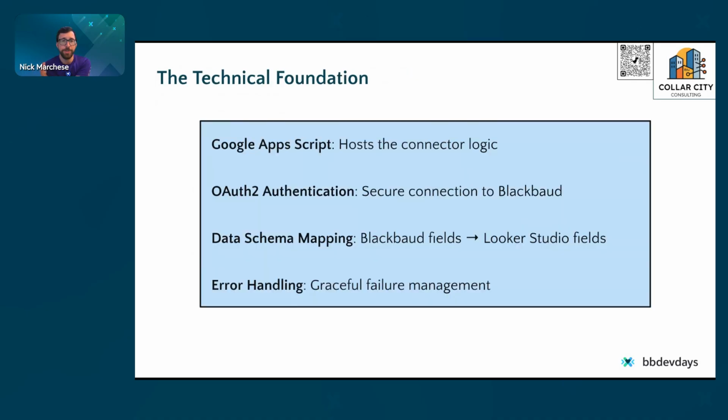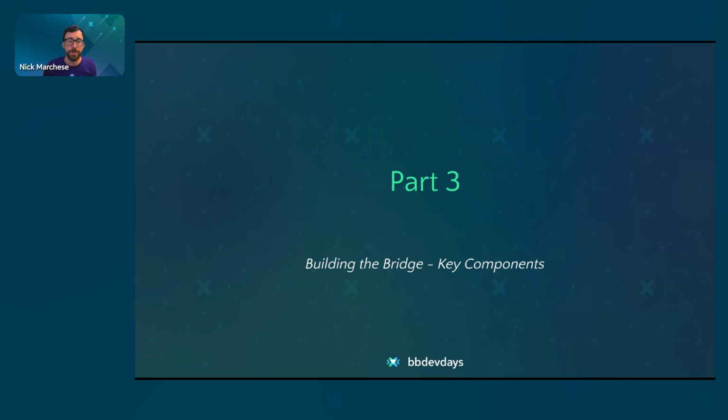Okay, the technical foundation. So for my example, it's built on Google Apps Script, which is hosting the connector logic, the OAuth 2 authentication to create that secure connection with Blackbaud, data schema mapping, so to map the Blackbaud fields that you're getting into the Looker Studio fields. And then adding a bunch of error handling because this is a complex task that we are tackling. These are just the building blocks to get things going. So let's talk a little bit about the key components here. And I'm sure I won't fill the entire time for us today, but I'm happy to answer questions as we go or at the end.